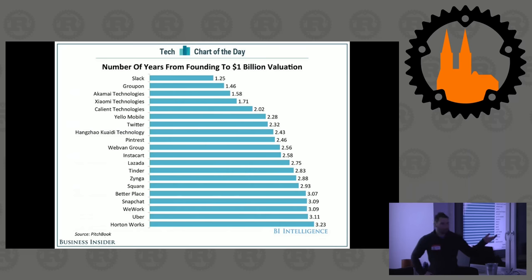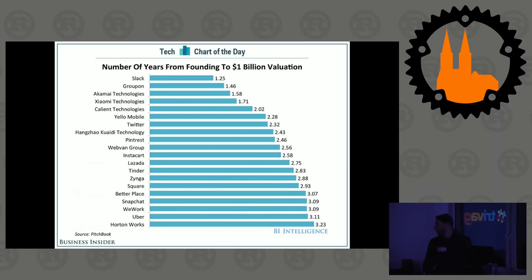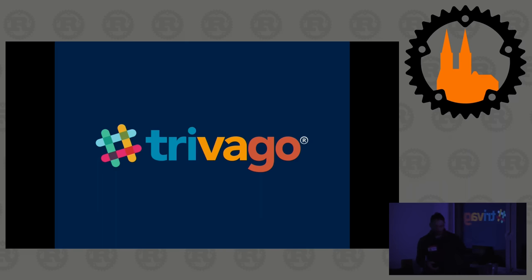Trivago is also a unicorn, so currently valued at 4 billion. But Slack is super close. They have around about 3.8 billion now as a valuation. So for me, it was obvious that we need something like this. I think that we don't want to switch the chat system in the next couple months or years, so why not invest in that? So the idea was to create a Slack bot.